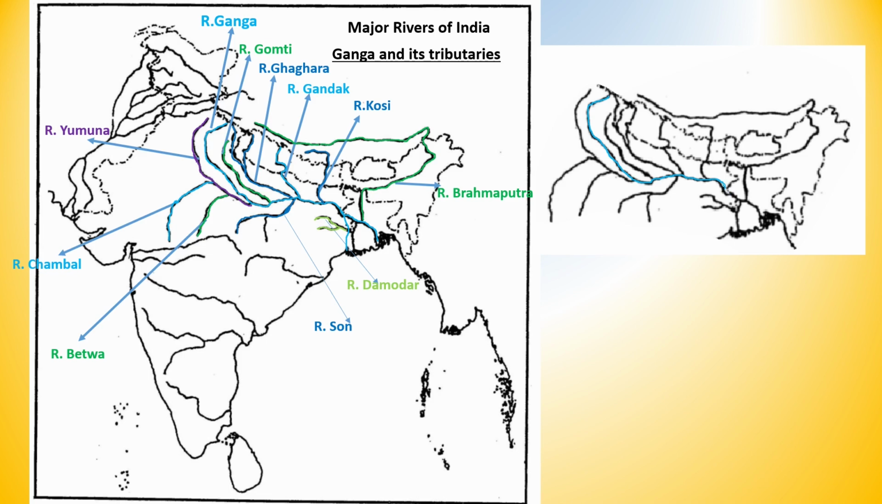It is again dividing into two distributaries. One is in India, that is Hooghly. Another one is named Padma, draining through Bangladesh, entering into Bangladesh. It is the largest delta in the world.